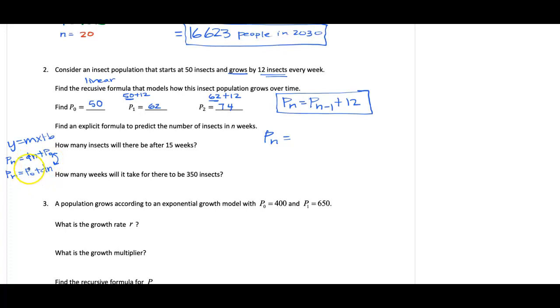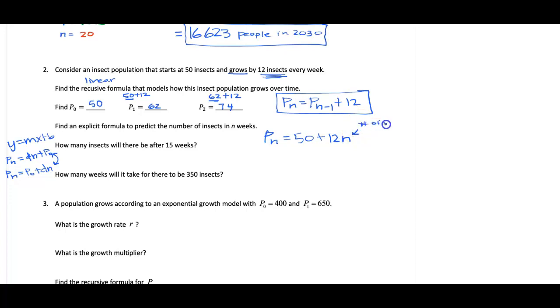So what did I say the start, or P sub 0 is the start amount. So what's our start amount? 50. And then plus d represents what? What number is that in this one? 12. Yeah, 12. It's the amount that it's going up by every week. All right, and then we don't know what n is. n represents the number of weeks.